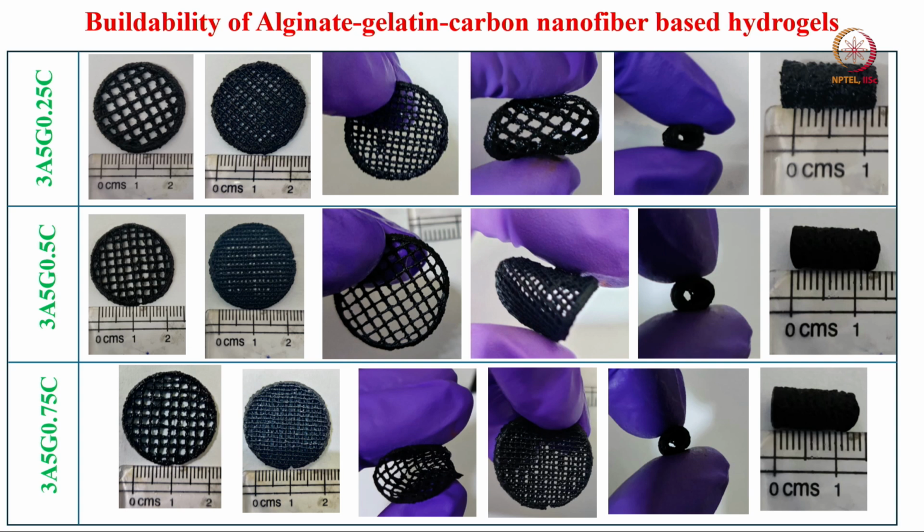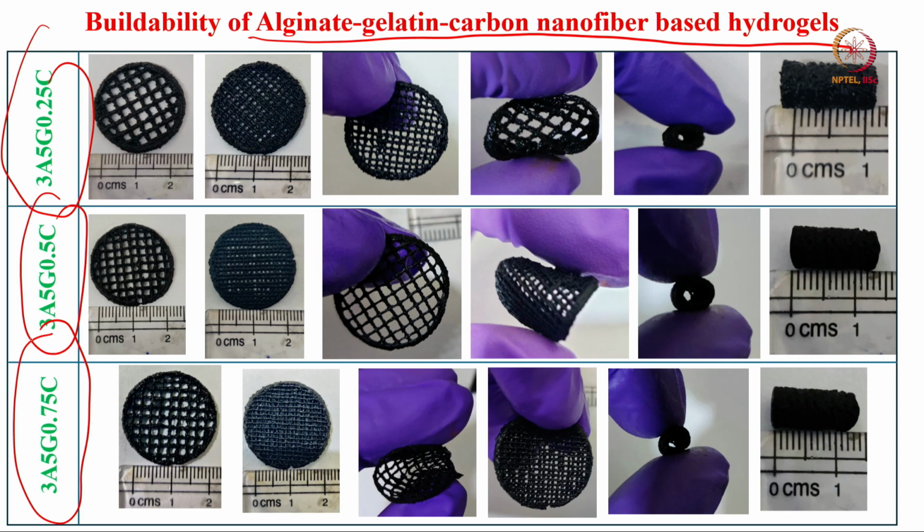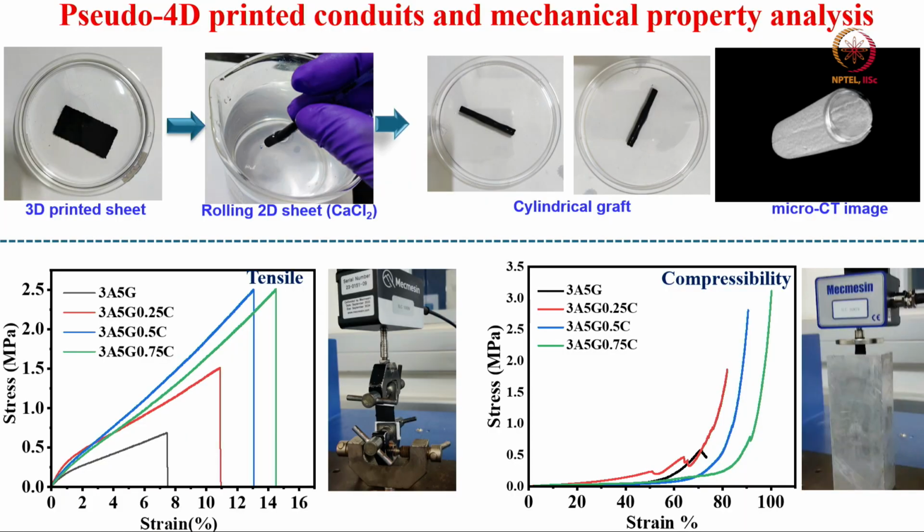Now, buildability of alginate gelatin carbon nanofiber based hydrogel scaffolds. These are 0.25, 0.5 and 0.75 carbon nanofiber based alginate hydrogel scaffolds. You can see how a 10 millimeter long cylindrical conduit can be constructed here without any problem. So, this is the last slide on this.